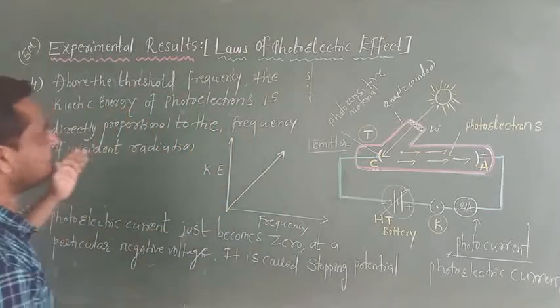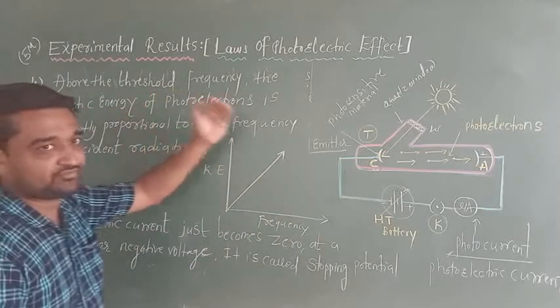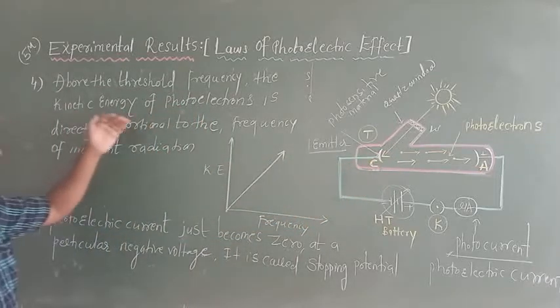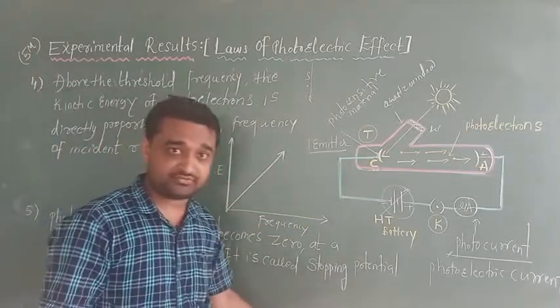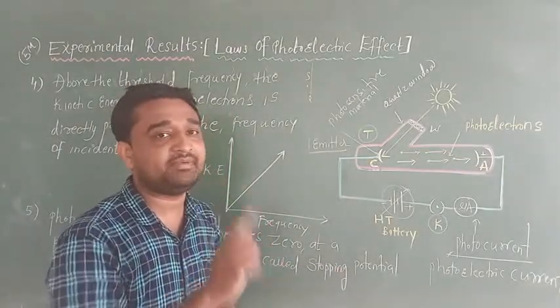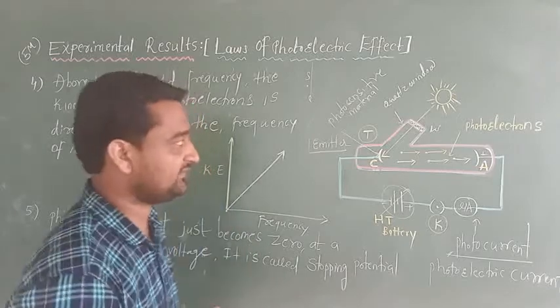So if we keep increasing the frequency of incident radiation, the kinetic energy of the photoelectron also goes on increasing, right? And the kinetic energy of the photoelectrons is independent of intensity of incident radiation.